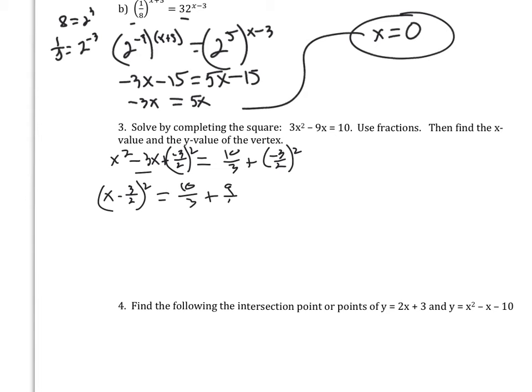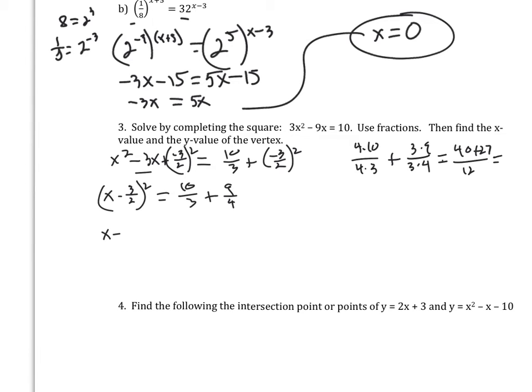And that's going to factor here to x minus 3 over 2 squared is equal to 10 thirds plus 9 fourths. If we want to combine those into the same fraction with the same denominator, we would need to use 3 times 4 as that denominator. So we would multiply to get 4 times 10 over 4 times 3 plus 3 times 9 over 3 times 4, which gives us 40 plus 27 over 12, is equal to 67 over 12.